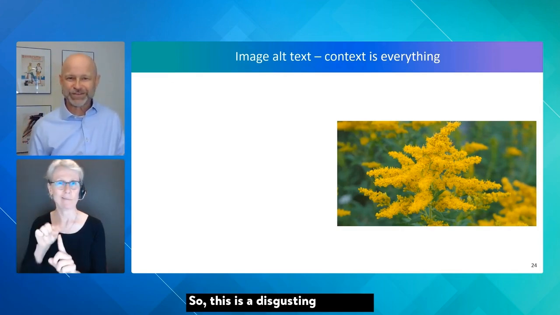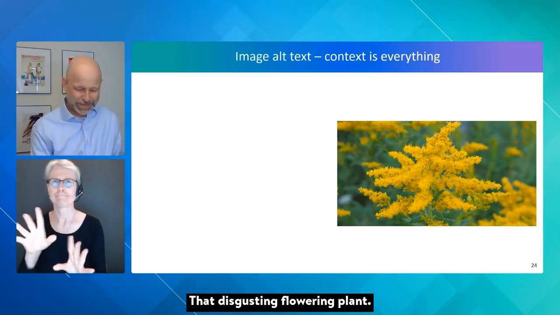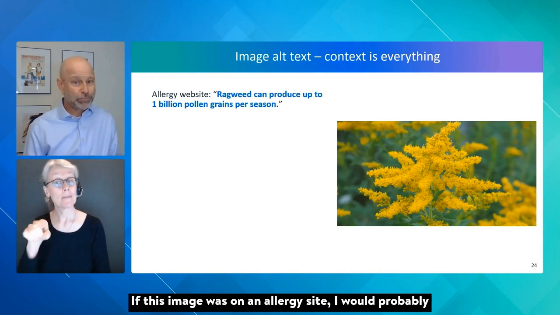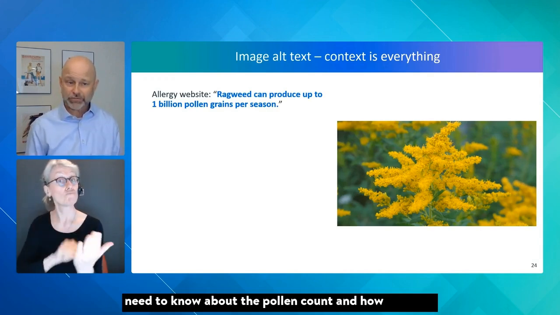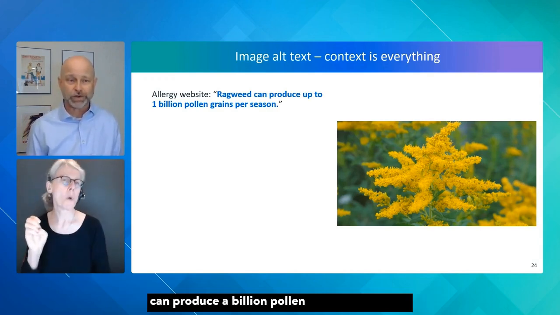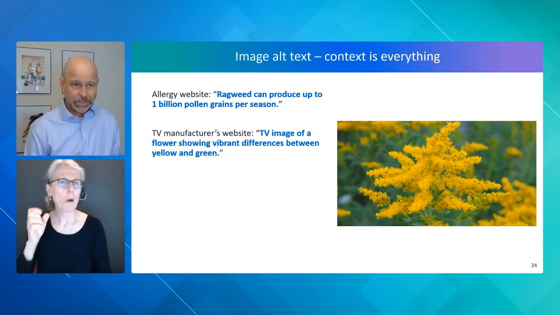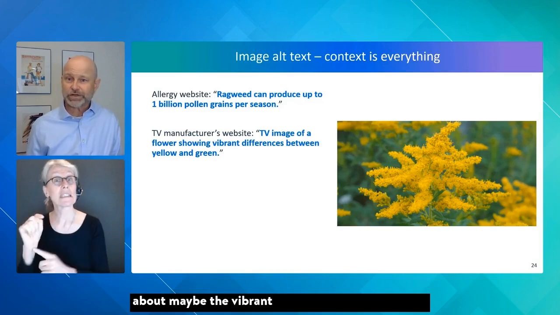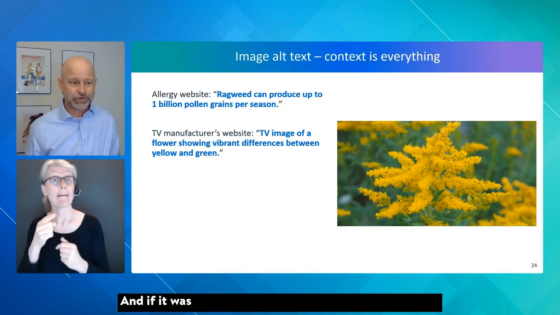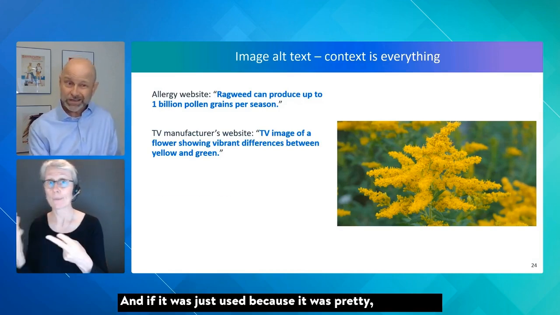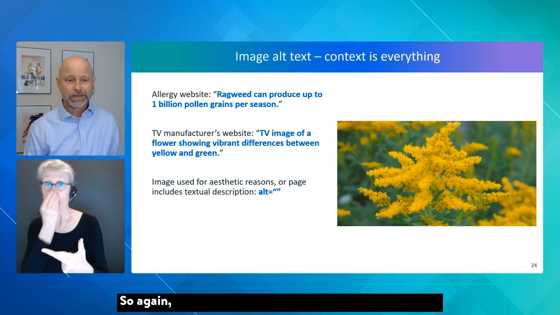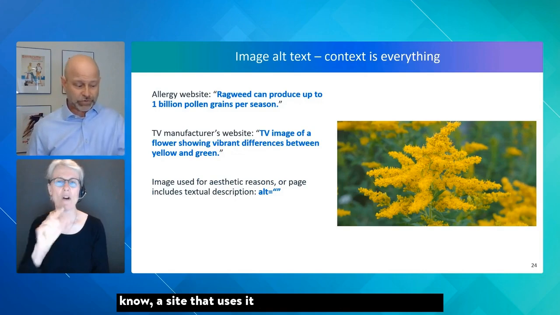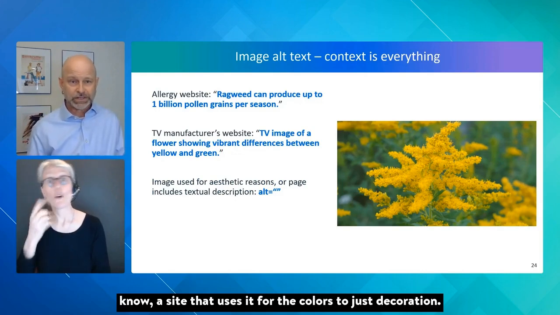So this is a disgusting ragweed, that disgusting flowering plant. If this image was on an allergy site, I would probably need to know about the pollen count and how ragweed can produce 1 billion pollen grains per season. If it's on a TV manufacturer site, I'd need to know about maybe the vibrant colors of yellow and green. And if it was just used because it was pretty, no alt text. So again, context is everything, from a pollen site to a site that uses it for the colors to just decoration. That's what's important.